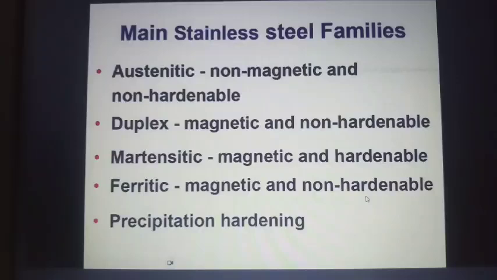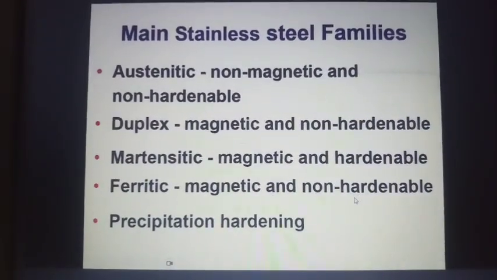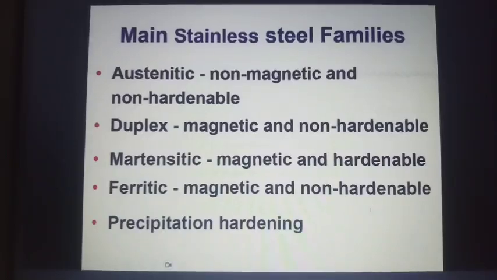Whereas ferritic is again magnetic because of ferrite, and it is non-hardenable. If you do heating or quenching, it will not change the phase from ferrite to anything. Okay. Then there is precipitation hardening stainless steel. There are two types.